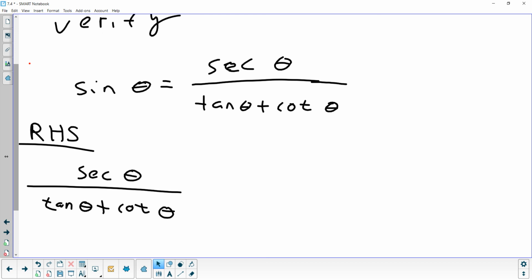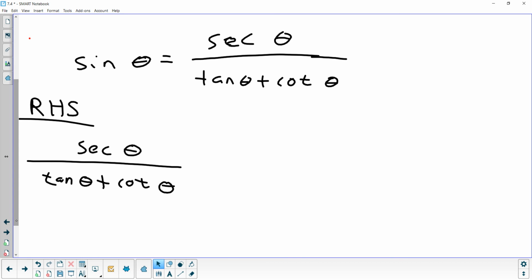You could put tangent into sine over cosine plus cosine over sine. I would try changing everything to sines and cosines, especially in the bottom. I'm kind of debating what I want to do with the top. I think I'm just going to leave it as secant for now. I might end up changing it eventually, but I want to see what the bottom turns into first before I change the top.